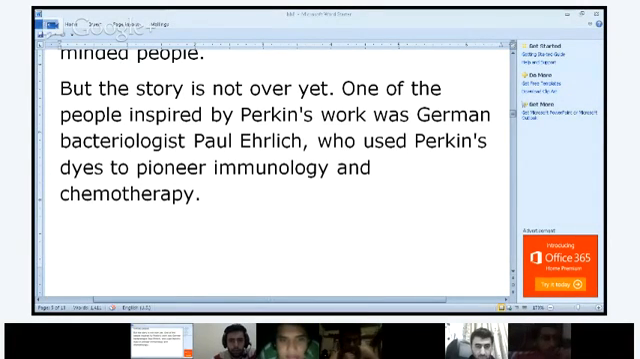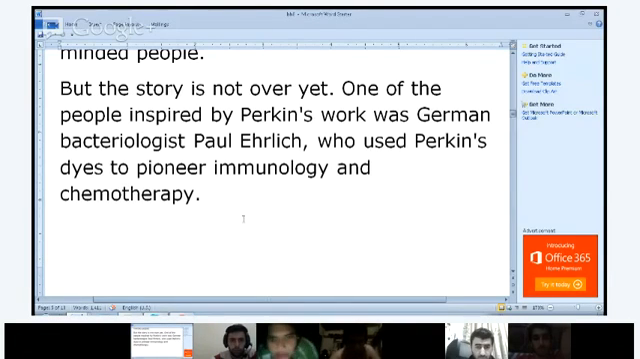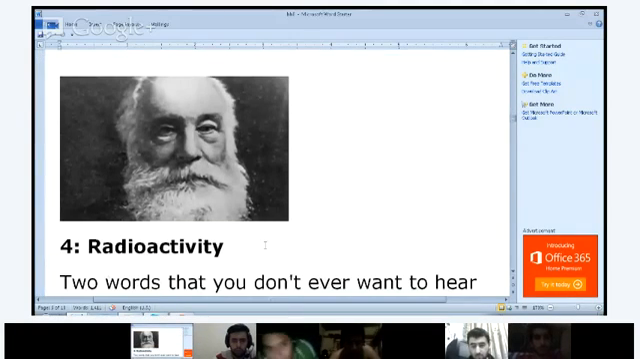Bacteriologist Paul Ehrlich, who used Perkins' dyes to pioneer immunology and chemotherapy. Chemotherapy, yeah. All right, great. So his discovery, the dyes, helped with fighting diseases, the immune system, and this fights cancer. And this is the man who discovered mauve, the first synthetic dye.